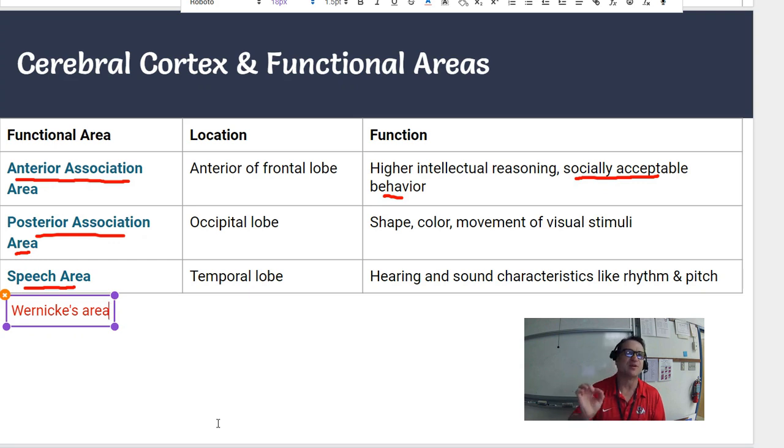So that would be called fluent aphasia. If you have damage here, it's fluent aphasia because you can communicate, you can talk. You just have trouble understanding when someone talks back to you.